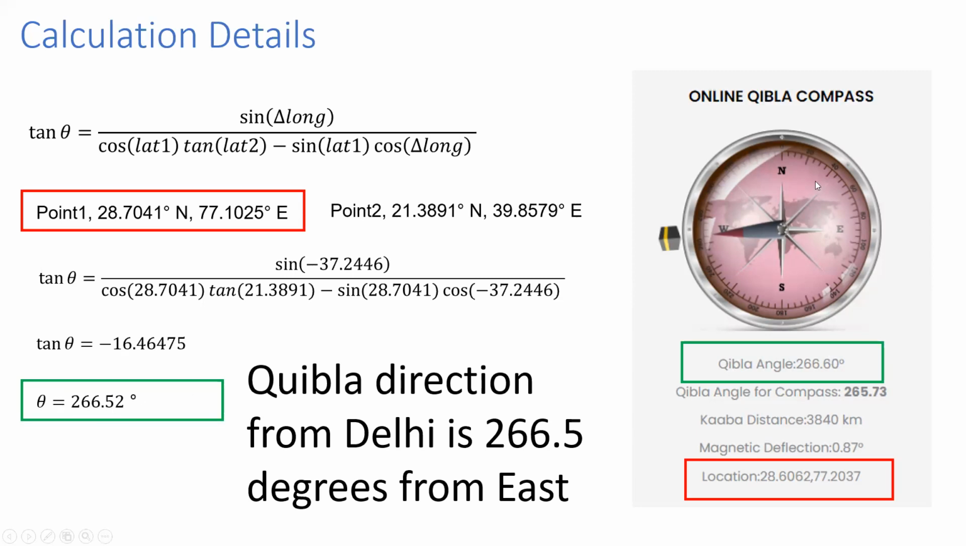166.52 degrees. And I am showing this comparison with one of the online calculation platforms. They have done this calculation. They are showing 266.60. I'm just trying to say that the calculation is very simple. You can actually write this code if you are a developer or something like that, and if you want to understand, this is how it is done for educational purposes.